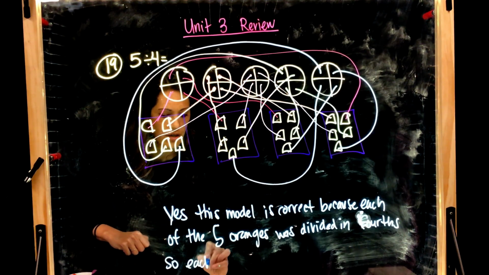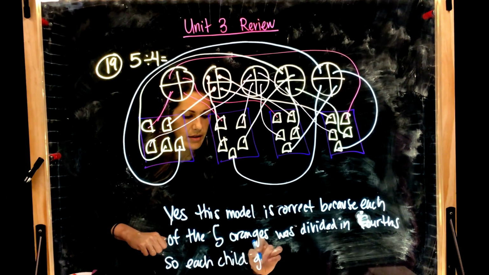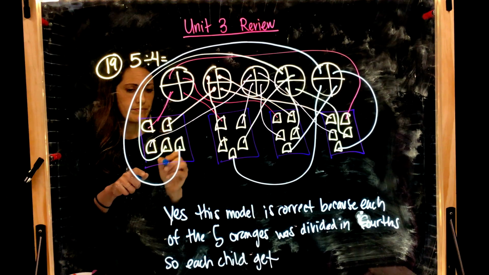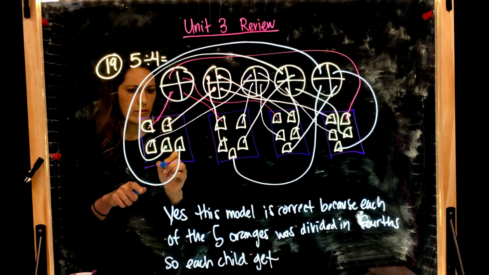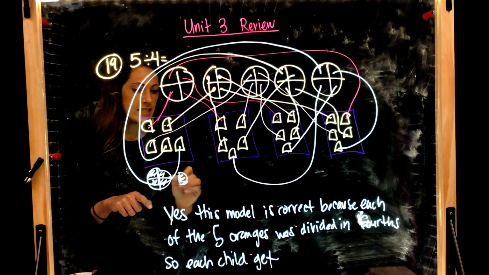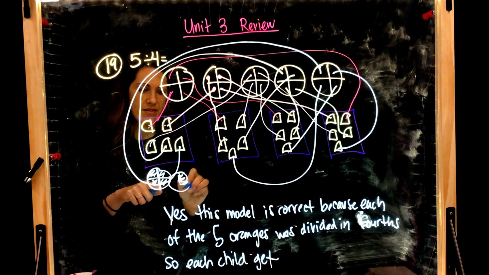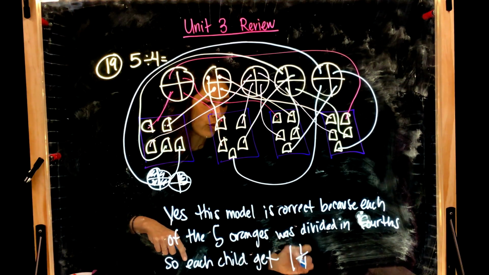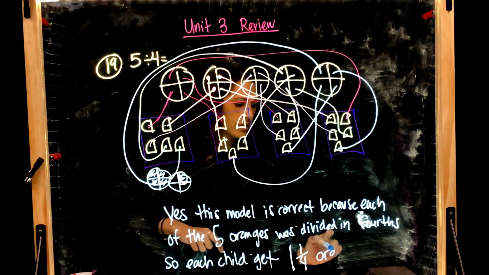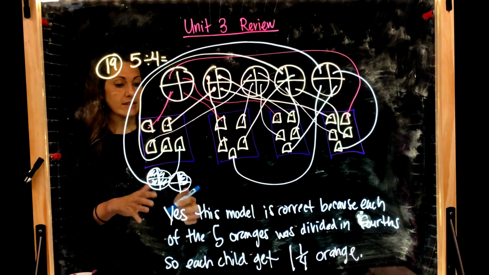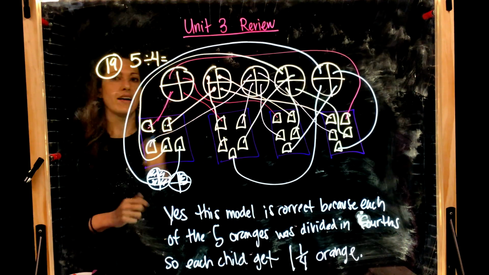So each child gets, and let's see, how much does each child get? Well, if I put this orange together, there's 4 slices in an orange, right? So I've got 5. Looks like they get 5 slices. 1, 2, 3, 4, 5 slices. So it's 1, and out of this second whole one, it's a 4th. Get 1 and a 4th orange. Okay. So yes, and then an explanation about why that's correct.